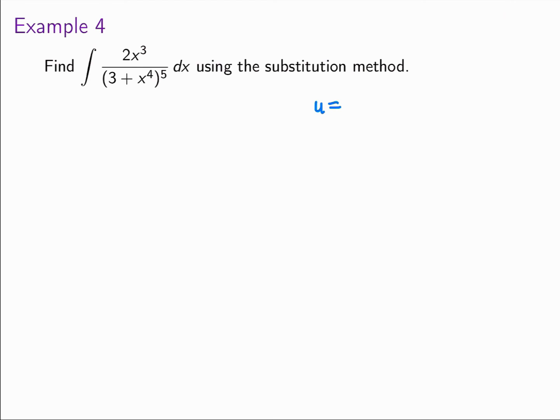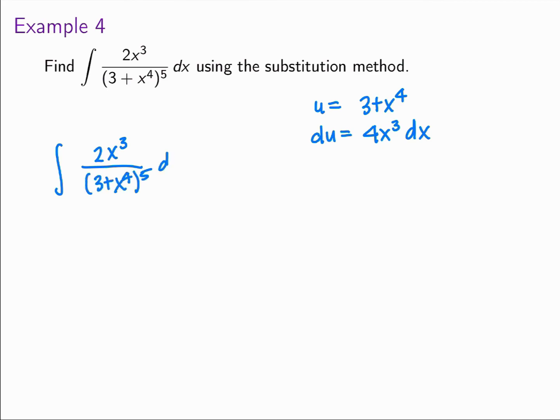So let's do that. So u would be 3 plus x to the 4th. du is 4x cubed dx. And it's not quite there the way I want it to be, but it's almost there. So I think this is going to be a successful substitution. So let's rewrite 2x cubed over 3 plus x to the 4th to the 5th. My u is that 3 plus x to the 4th. I see that there on the denominator. And then my du is not quite where I want it to be. Notice I really need a 4x cubed, but I've got a 2x cubed.